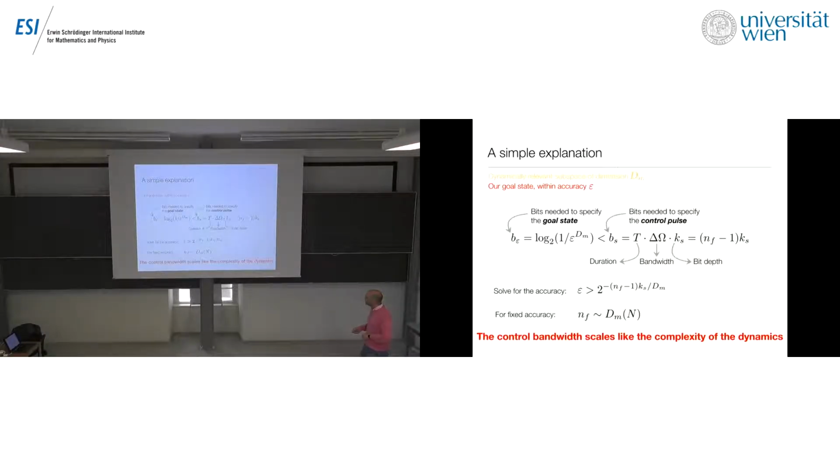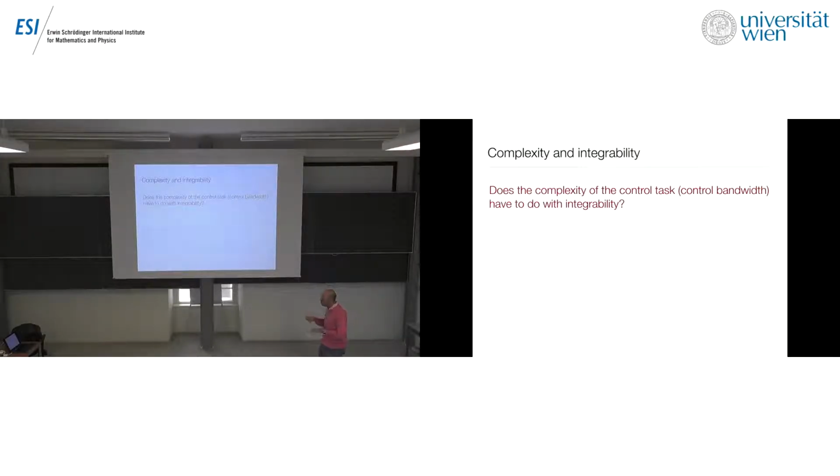Can we check that? The statement here is that the bandwidth of our optimal control scales like some property of the system, the complexity of the dynamics. So, for instance, if I have an integrable versus a non-integrable system, of course, those are classical concepts, but if I apply this to the quantum analogs, do I see a different behavior?